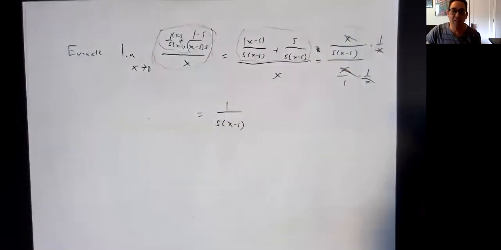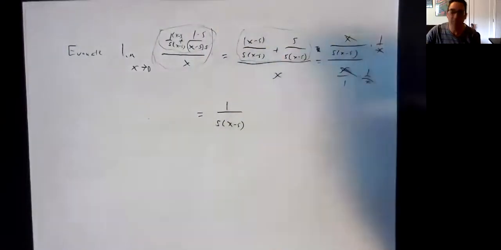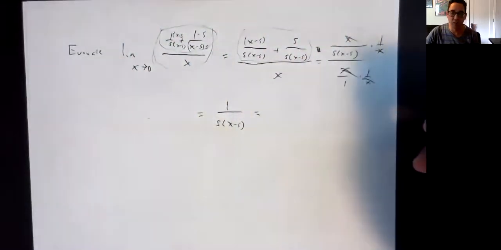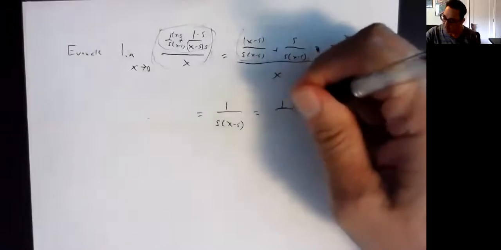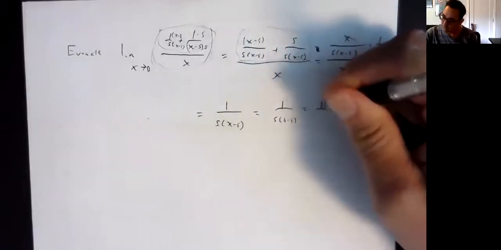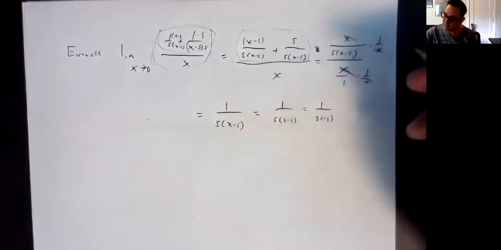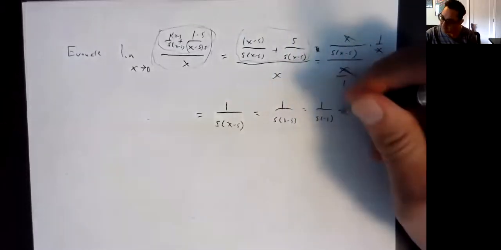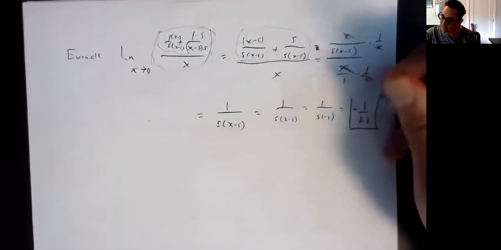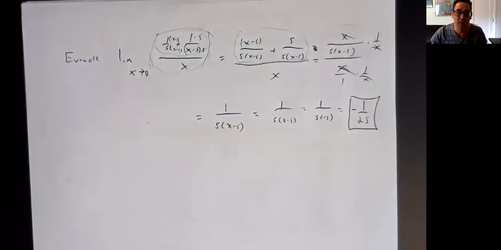Now, let's see what happens. So I've simplified all I can. Now let's see what happens when I plug 0 in. When I do, I get 1 over 5 times 0 minus 5. Well, that's 1 over 5 times negative 5, because 0 minus 5 is negative 5. And that's negative 1 over 25. And that's my final answer.